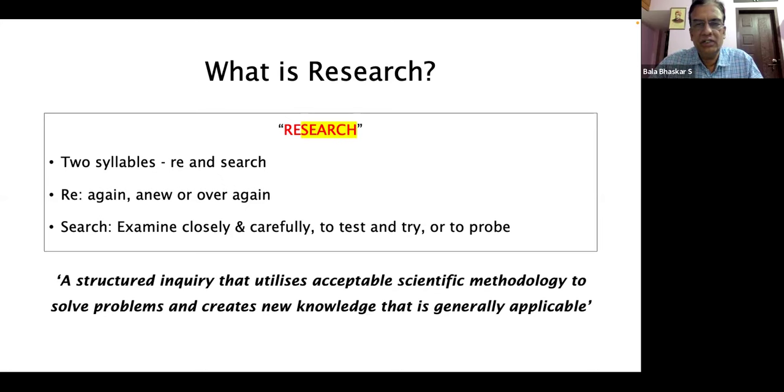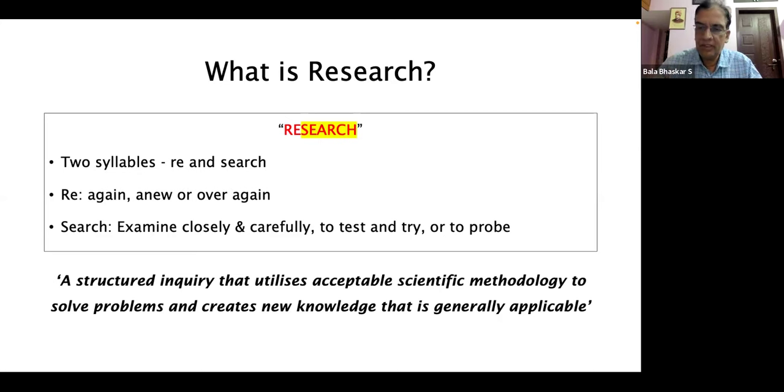And if you want to have a more scientific explanation or definition of research, it is a structured inquiry that utilizes acceptable scientific methodology to solve the problems and create new knowledge that is generally applicable. So what it means is, whatever we decide to find out, even something new, we should be in a structured format. And when we want to take that project forward, it has to be having an acceptable scientific methodology so that the problems which we are addressing are indeed solved and new knowledge is created that is generally applicable.